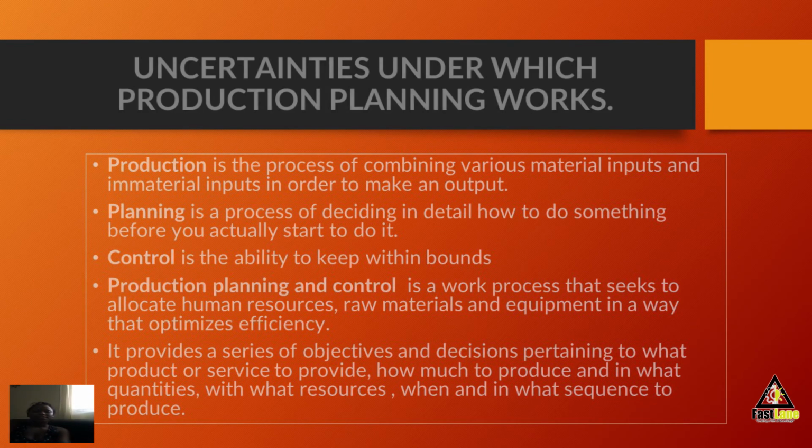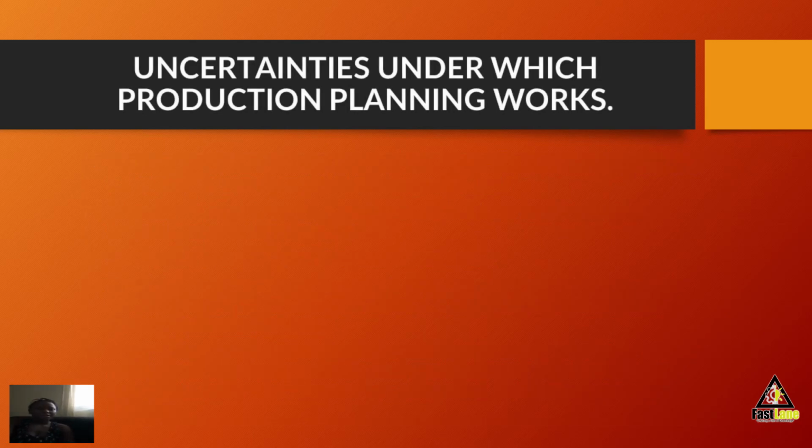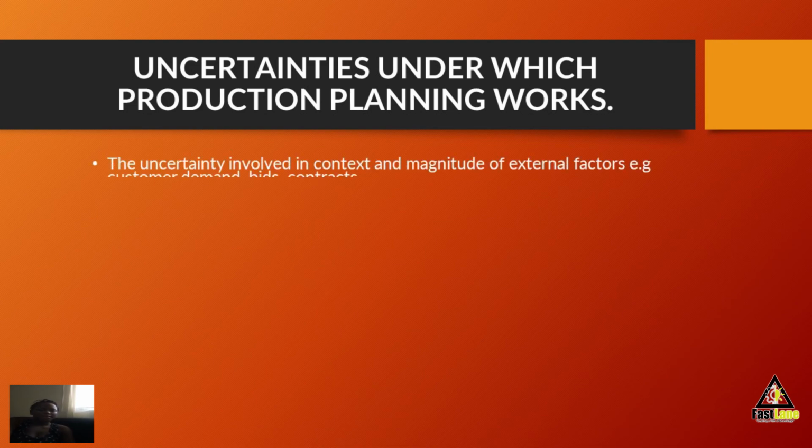Then let's go to uncertainties under which production planning works. So the first uncertainty in production planning, there is the uncertainty involved in context and magnitude of external factors. What are these external factors you're talking about? We have customer demand, bids, contracts. In this case, the customer demands may change due to changes in tastes and preferences, changes in seasons. So that will be the uncertainty during your production planning, since you had not planned for it.